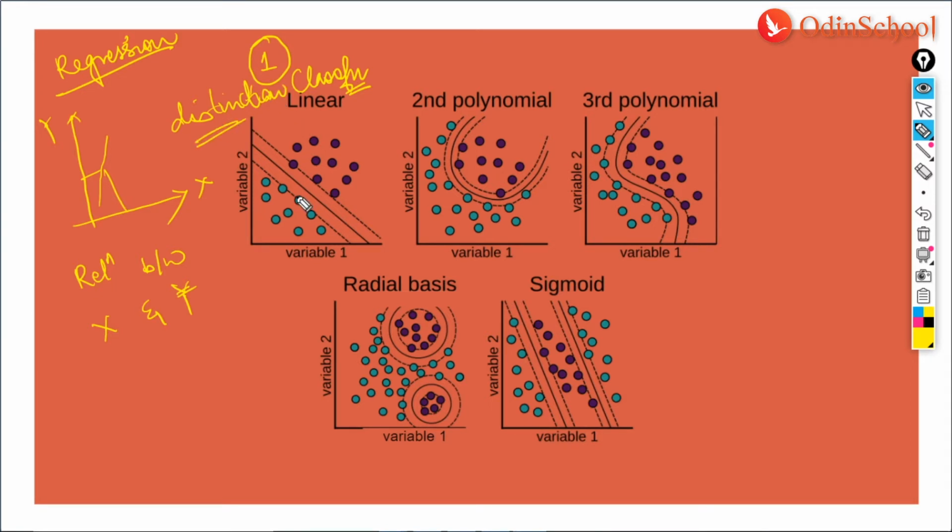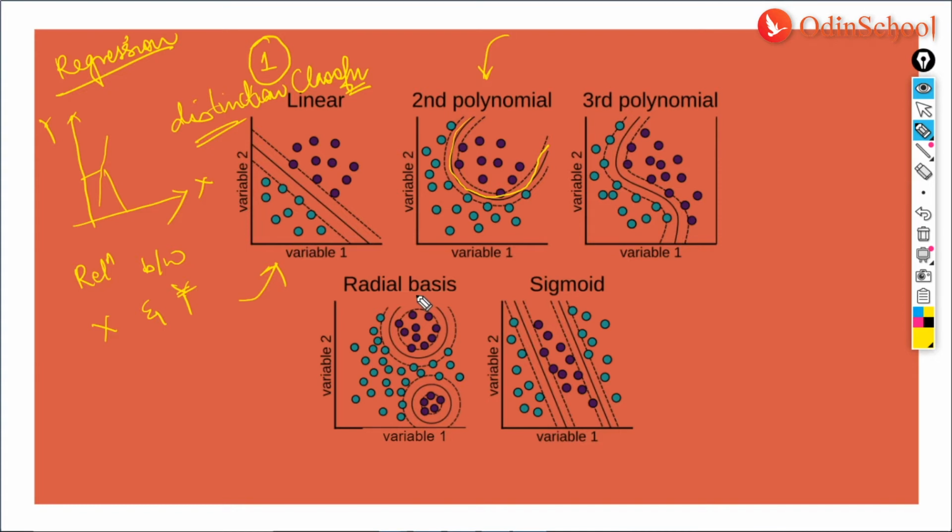Right guys, now this is what we mean by linear. Then the second one that we have is polynomial. Now here in polynomial we are able to notice how there is a curve that has come up. This is third level or third polynomial wherein you see you have 1 and 2.